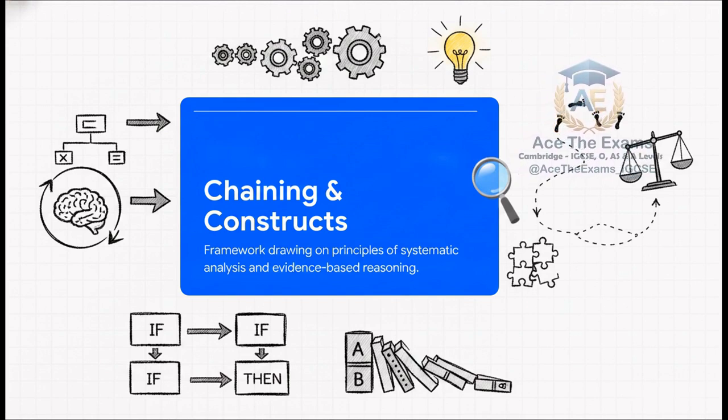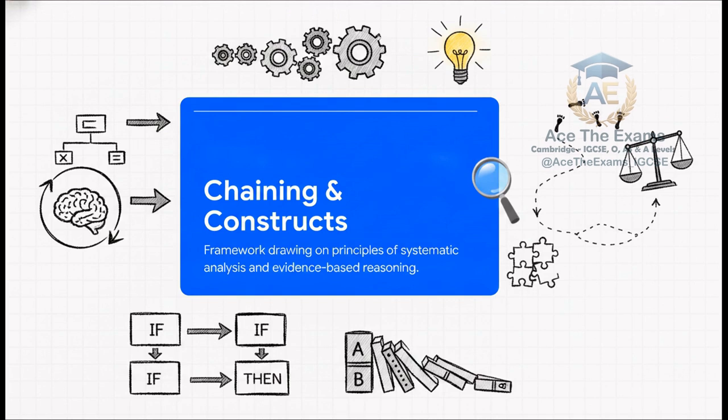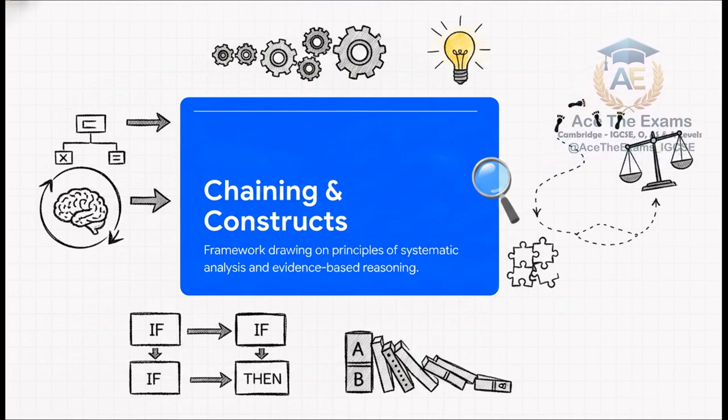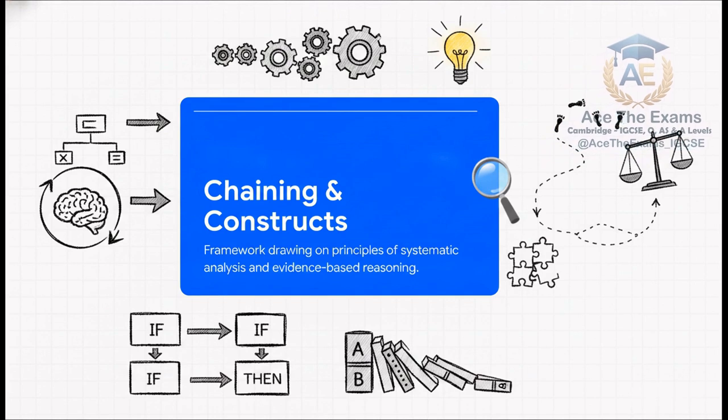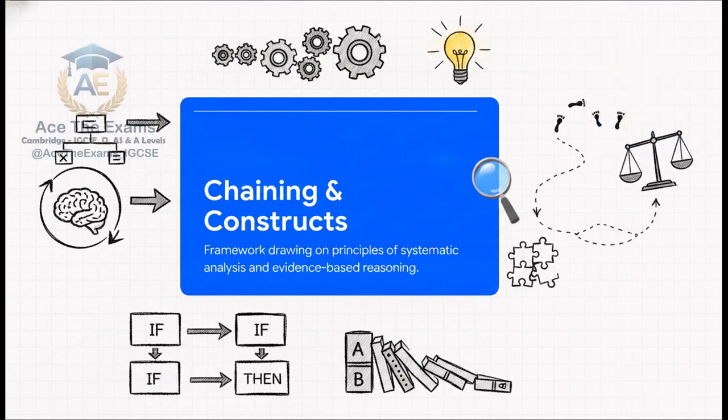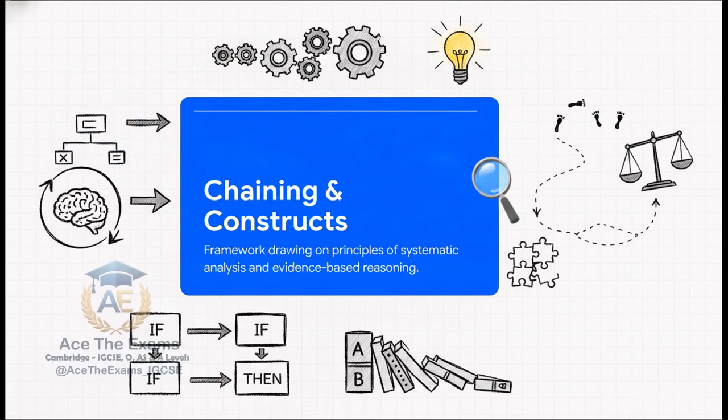Now, let's scale that up to chaining. Forward chaining is basically data-driven. You start with your known facts, your evidence, and you push forward through your rules step by step to reach a conclusion. It's like saying, I have these ingredients, what can I cook? Backward chaining, on the other hand, is goal-driven. You start with the final conclusion or diagnosis, and you work backwards to see if the known facts support that goal. I want to bake a cake. Do I have the flour and sugar?